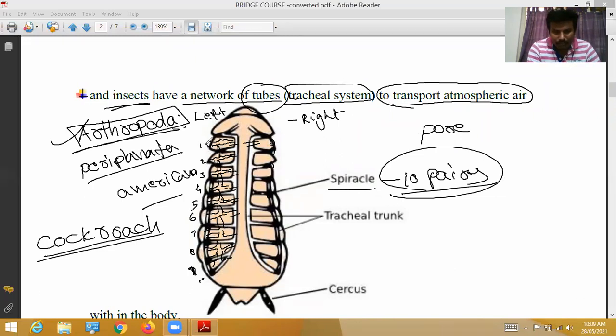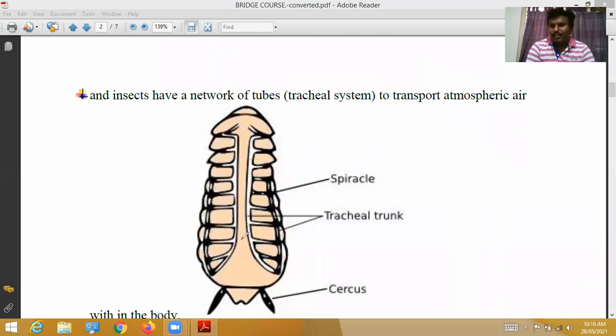Through this, oxygen enters inside. The oxygen is transported through tubes to all the tissues and body cavities. When this oxygen is utilized by the tissues, what is formed? Carbon dioxide is formed. This carbon dioxide is expelled out through the same pathway. This is called the tracheal respiratory system. More information about it is there in first PUC. That's all, this is the explanation about the tracheal system in cockroach.